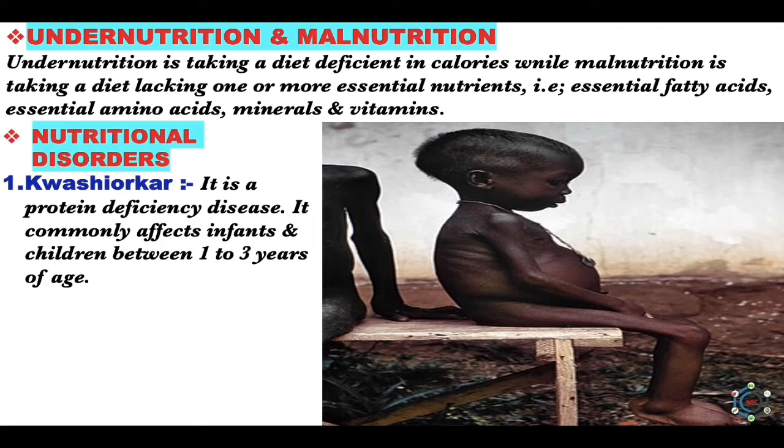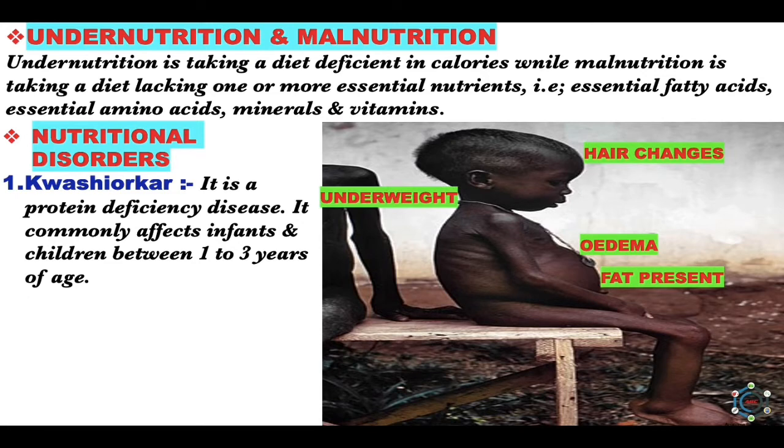In this picture, you can see a kwashiorkor patient, and the symptoms are hair changes, edema, fat present, underweight, wasted muscles, poor brain development, loss of appetite, anemia, slender legs, stunted growth, bulging eyes, etc. Here a word, edema. Edema means swelling by build-up of fluid. It often affects the legs and ankles but can affect any part of the body.